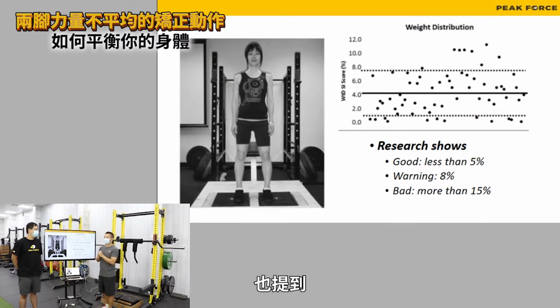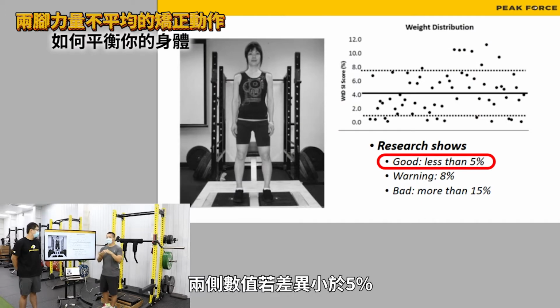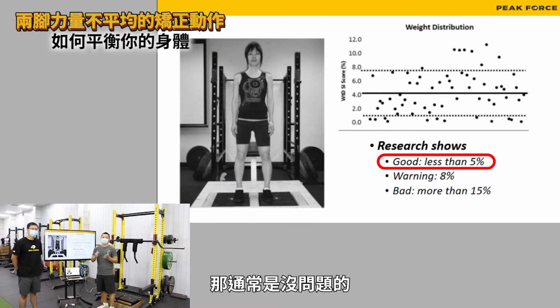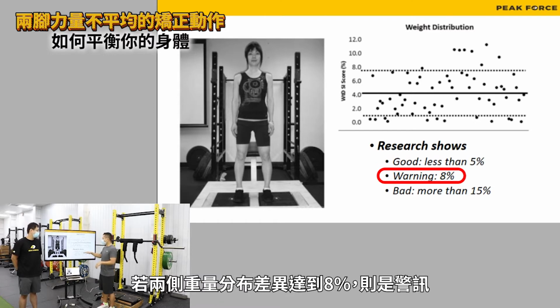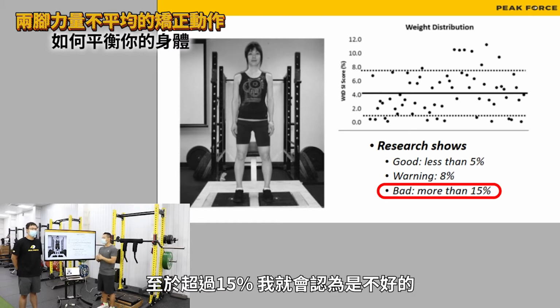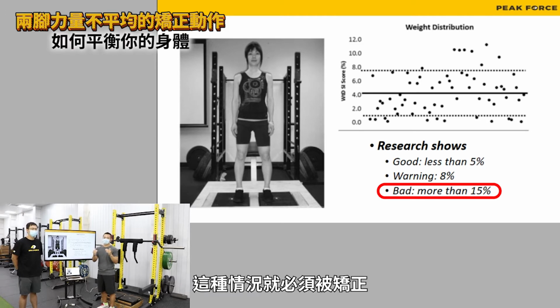And I mentioned the value part that if you have asymmetry less than 5%, usually you're fine. And then 8% becomes kind of warning. So 8% of the weight distribution between left and right. And then I would say more than 15% is really bad. So the correction is needed.